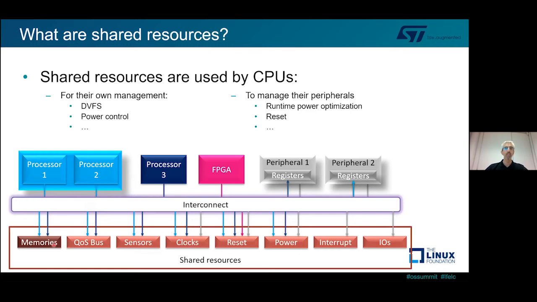For the memories, it's a little bit particular because most systems will embed some specific firewall regarding the memory management. So memories are a little bit apart, but for the sensors, like voltage sensors, voltage detectors, thermal sensors, and if you look at clocks, resets, power, interrupts on IO, they have to be properly handled on the overall system because the CPU uses them, for example, for the DVFS management of its own processor, managing the power and the clock for that. And the CPU also needs to manage the peripherals for the runtime power optimization or managing the reset of the different peripherals they own.